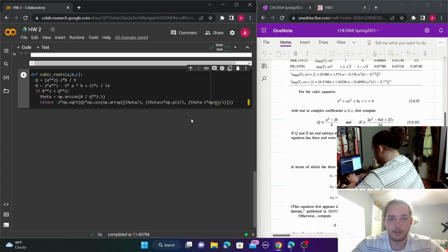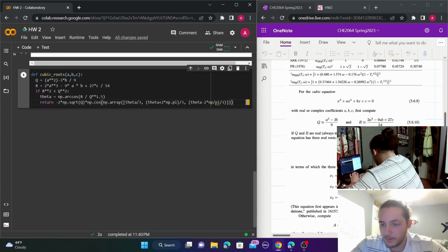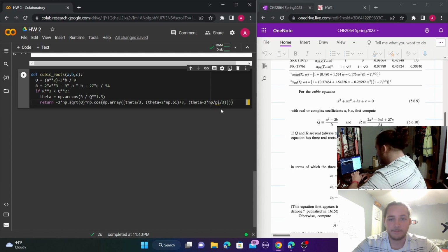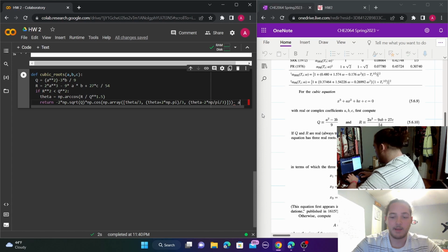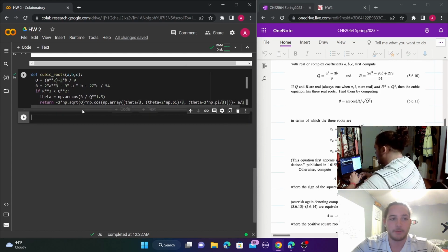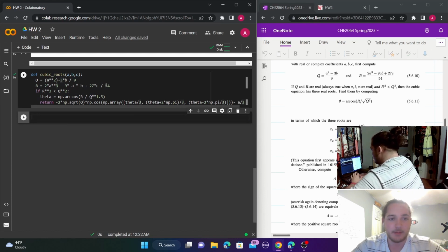Make that a little bit bigger so I can see. Okay, so now we have all 3 of our values of our cosine in an array. So I think, no, we're good. So now we can just put minus a over 3. So this situation is for when there are 3 real roots.